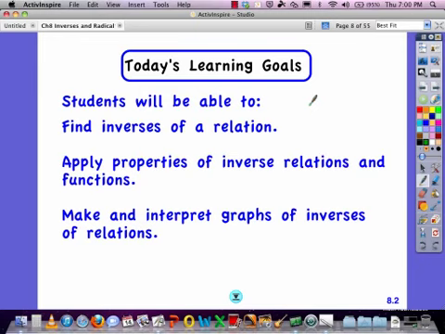In our second section of Chapter 8, we are going to be tackling what is described as inverses of relations. So check out our learning goals. We're going to find inverses of relations. Right now, we know what a relation is, but we really don't know what their inverses are. We're going to apply some of those properties of inverse relations and functions that we were working with in the past. And we want to make and interpret graphs of inverses of different relations. So, sounds like we have a little to do, but let's get started.